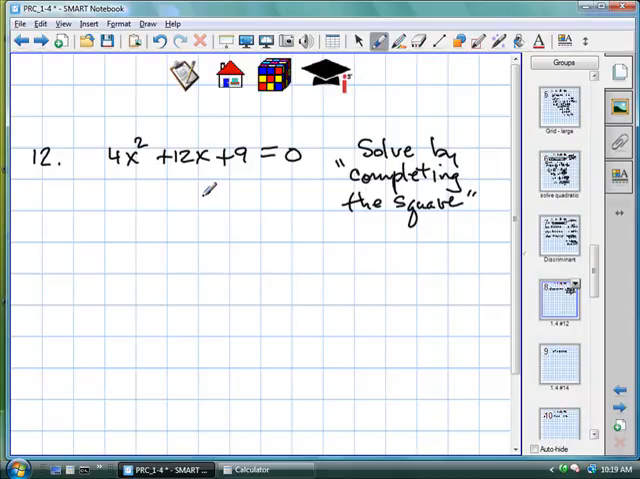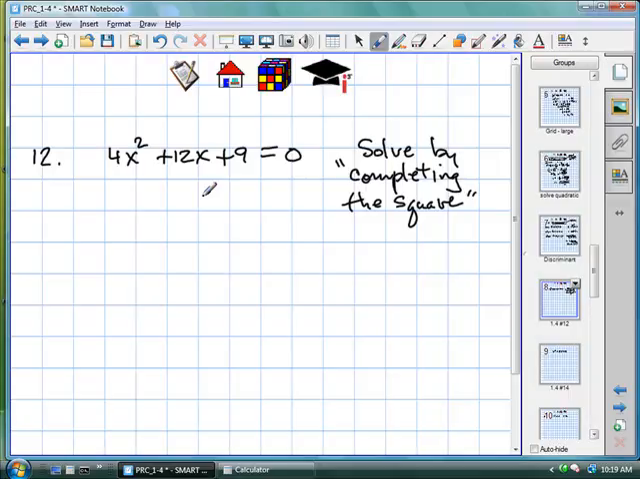Well, on a test, if I say solve by completing the square, and you do it some other way, if it's, let's say, a 5-point problem, I'd give you 1 point. Well, you get the same answer? Yeah. You would definitely get the same answer.